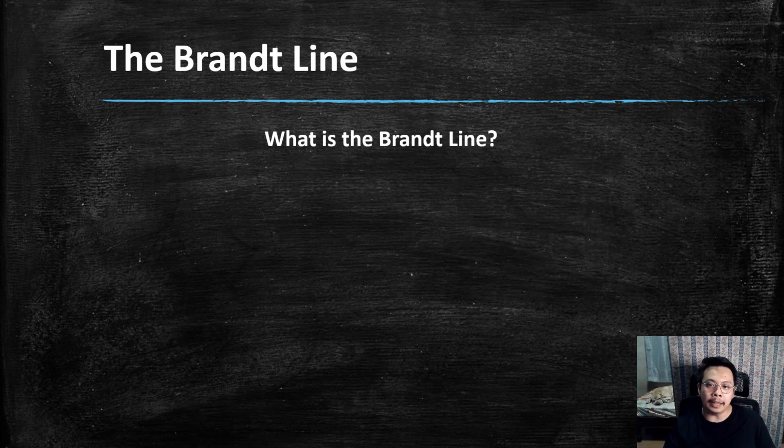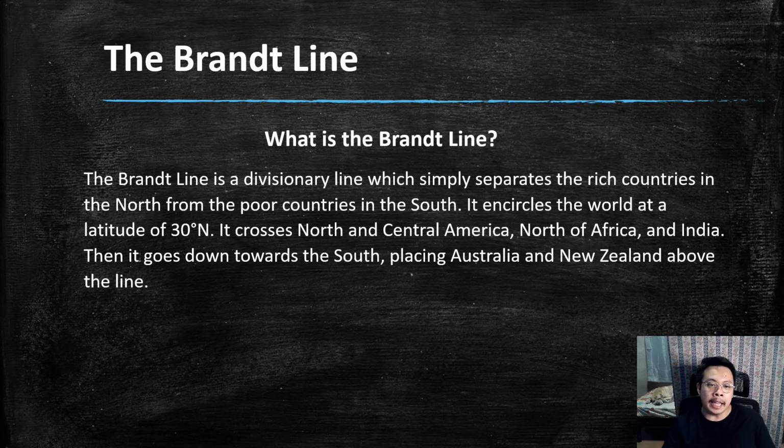So what is the Brandt line? The Brandt line is a divisionary line which simply separates the rich countries in the north from the poor countries sa south. Now it encircles the world at a latitude of 30 degrees north. It crosses North and Central America, North Africa, and India. Then it goes down towards the south, placing Australia and New Zealand above the line.